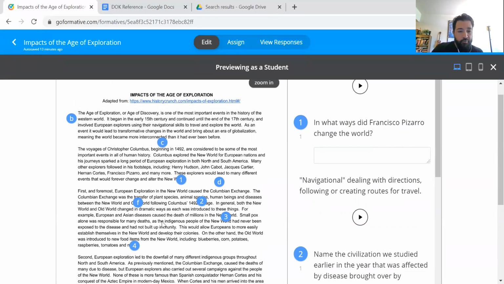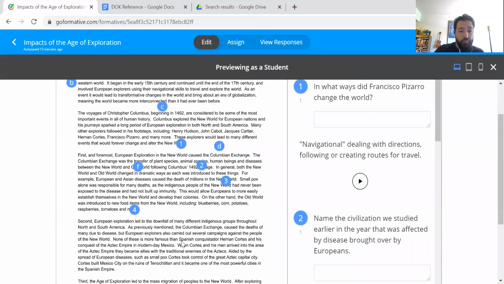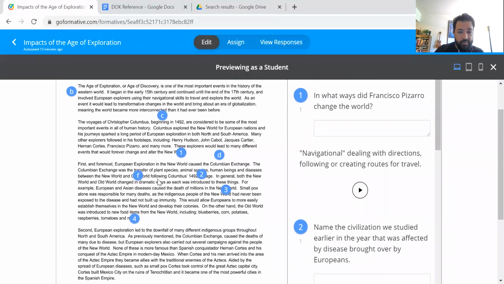All right. First and foremost, European exploration in the New World caused the Columbian Exchange. The Columbian Exchange was the transfer of plant species, animal species, and human beings and diseases between the New World and Old World following Columbus's 1492 voyage. In general, both the New World and Old World changed in dramatic ways as each was introduced to these things. For example, European and Asian diseases caused the death of millions in the New World. Smallpox alone was responsible for many deaths, as the indigenous people of the New World had never been exposed to the disease and had not built up immunity.